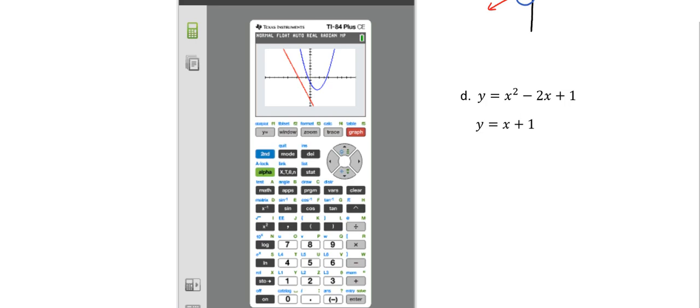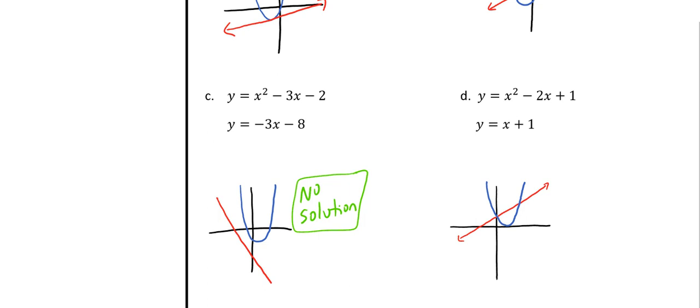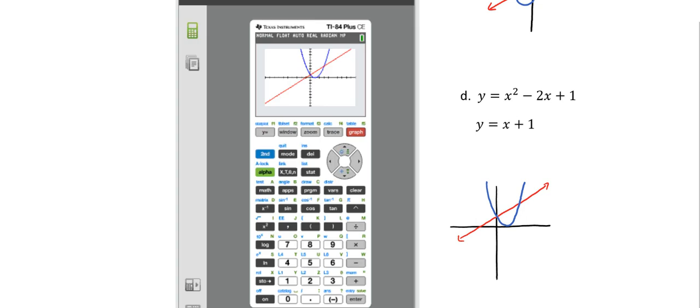We'll pull up our calculator and input our functions of x squared minus 2x plus 1 and x plus 1, and graph those. Here we see that we're going to have two solutions. So we'll sketch our graphs, and then we'll go to second, trace, option number 5. We're already really close to that intersection point. So our first line, second line, and the answer here is at 0, 1.